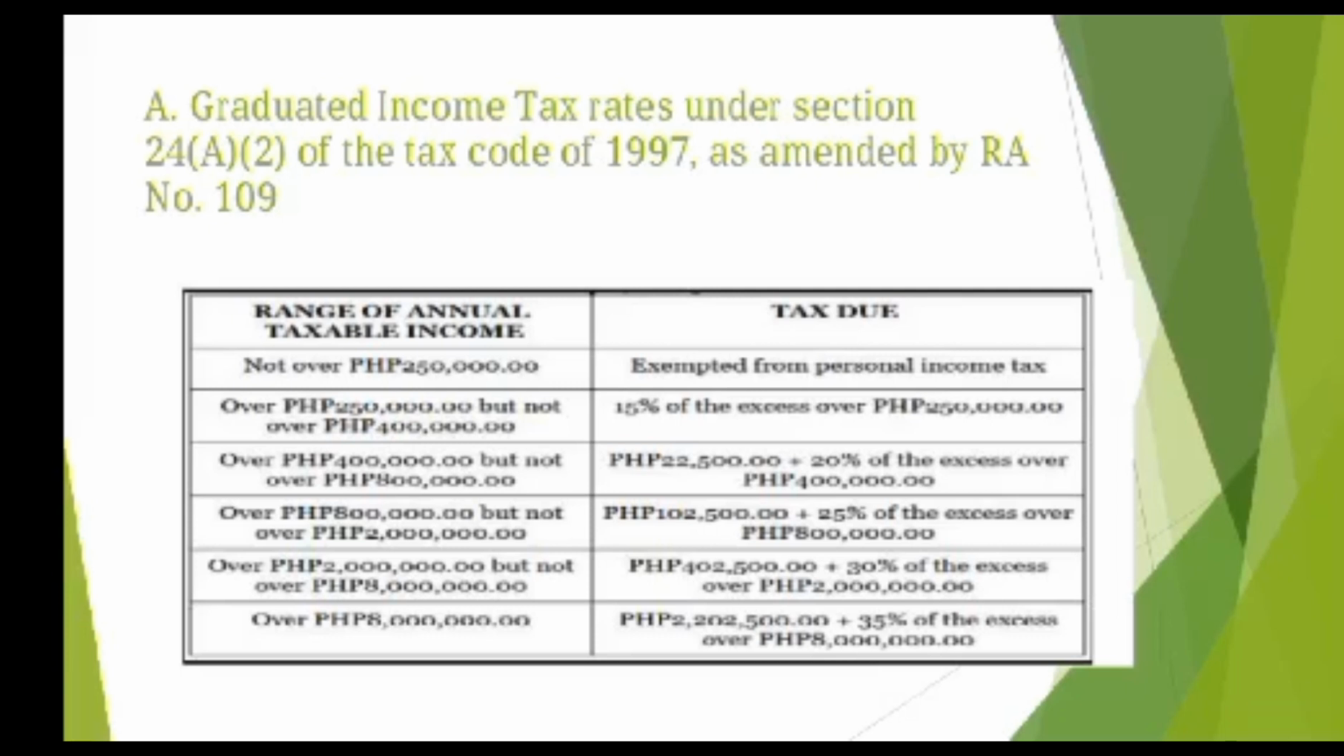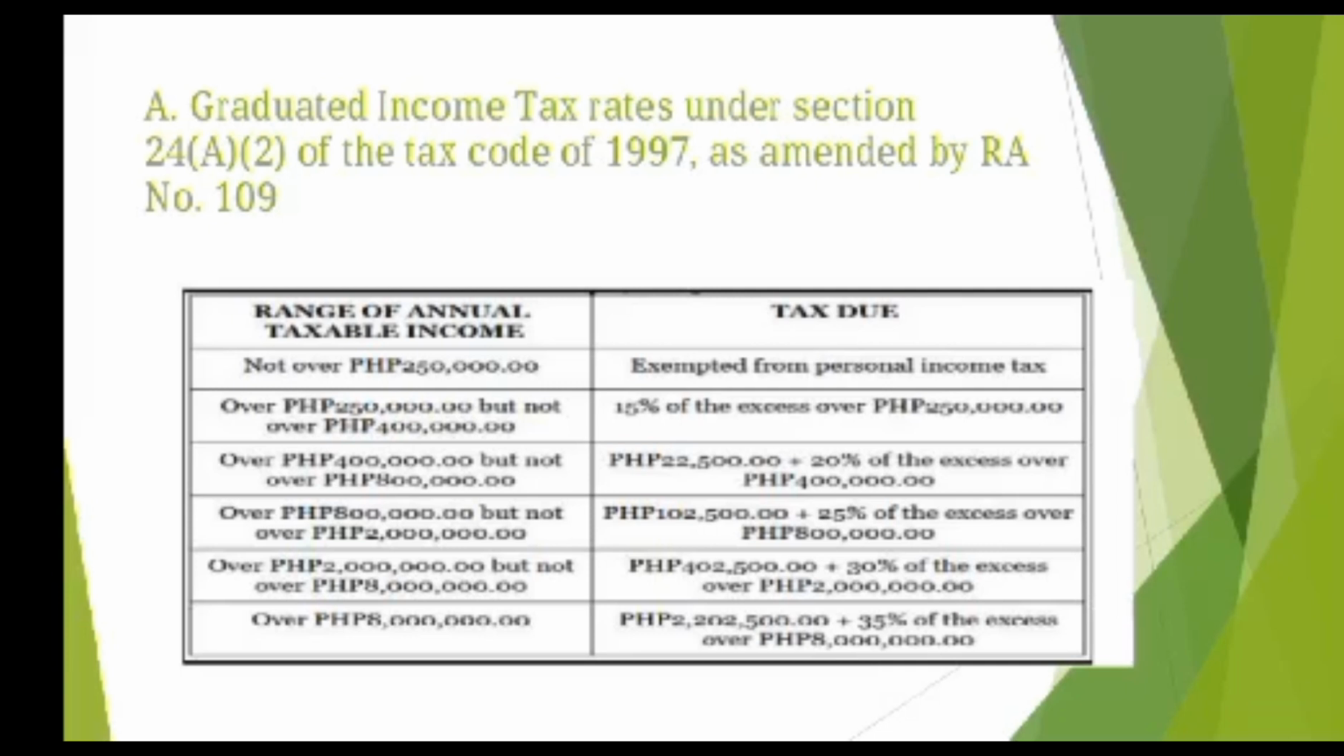Next, if over 400,000 but not over 800,000, the tax is 22,500 plus 20% of the excess over 400,000. Next, if your income is over 800,000 but not over 2 million, the tax due will be 102,500 plus 25% of the excess over 800,000. And if your annual income is over 2 million pesos but not over 8 million pesos, your tax due will be 402,500 plus 30% of the excess over 2 million pesos.